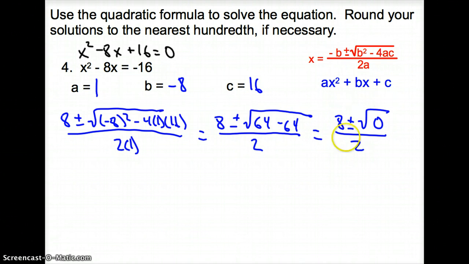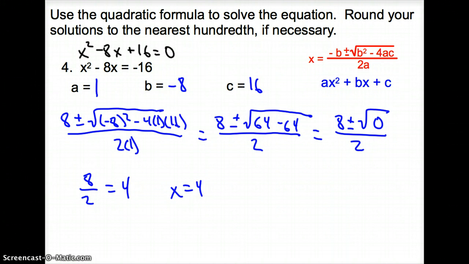And then we keep going with this. Well, what's the square root of 0? It's just 0. We don't even need to show that. So it's 8 over 2. 8 divided by 2 simplifies to 4. So in this situation, we just have one answer, and our answer is x equals 4.